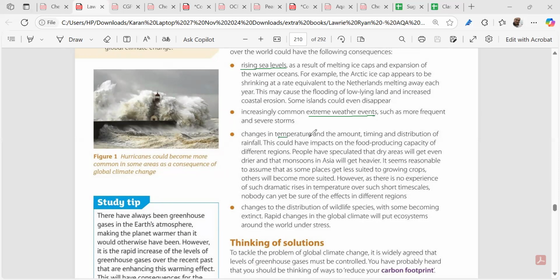Now, this is also important. Changes in temperature and in the timing and distribution of rainfall. We get unpredicted rain. Where it should rain at the time of growing crops, it is not raining. Distribution of the rain is not proper. That leads to what? The habitat of wildlife species will be changing. Now, we have to think of the solution.